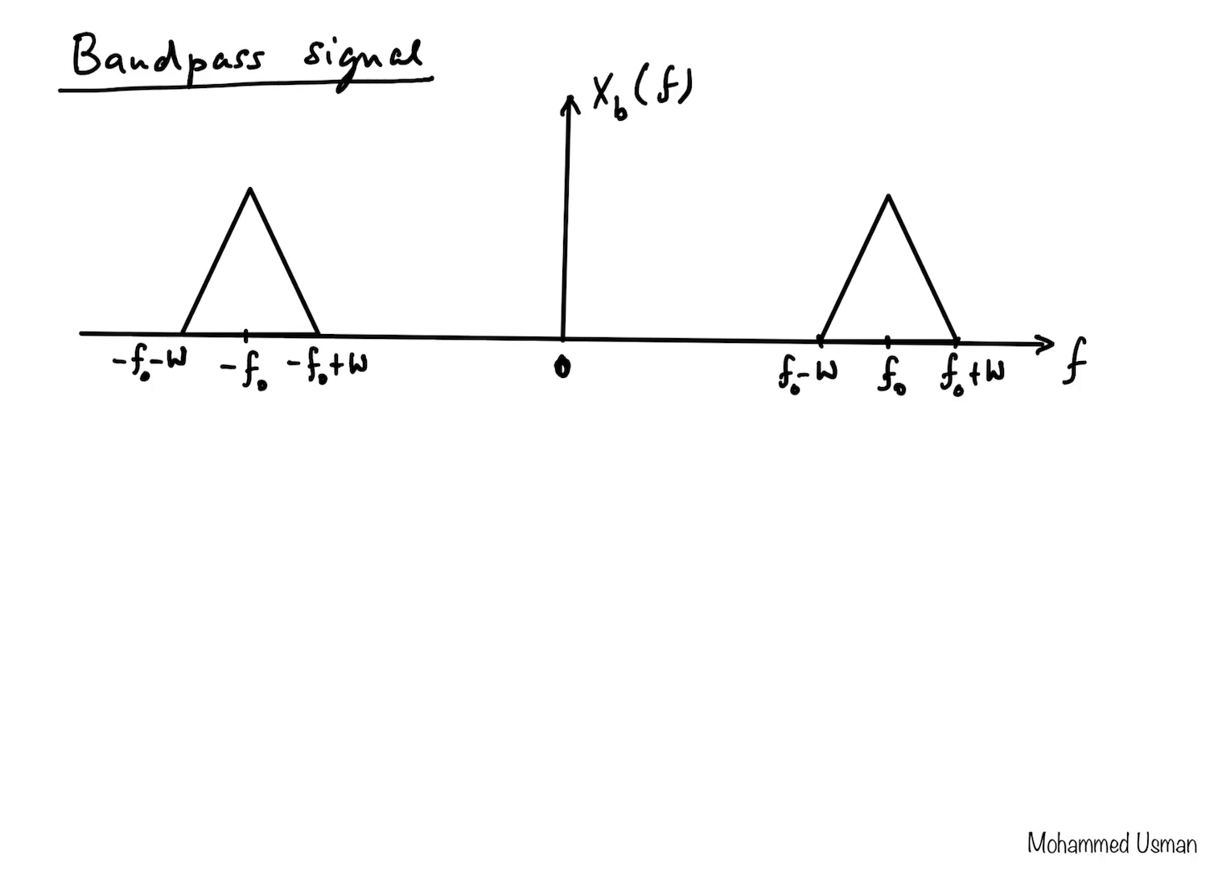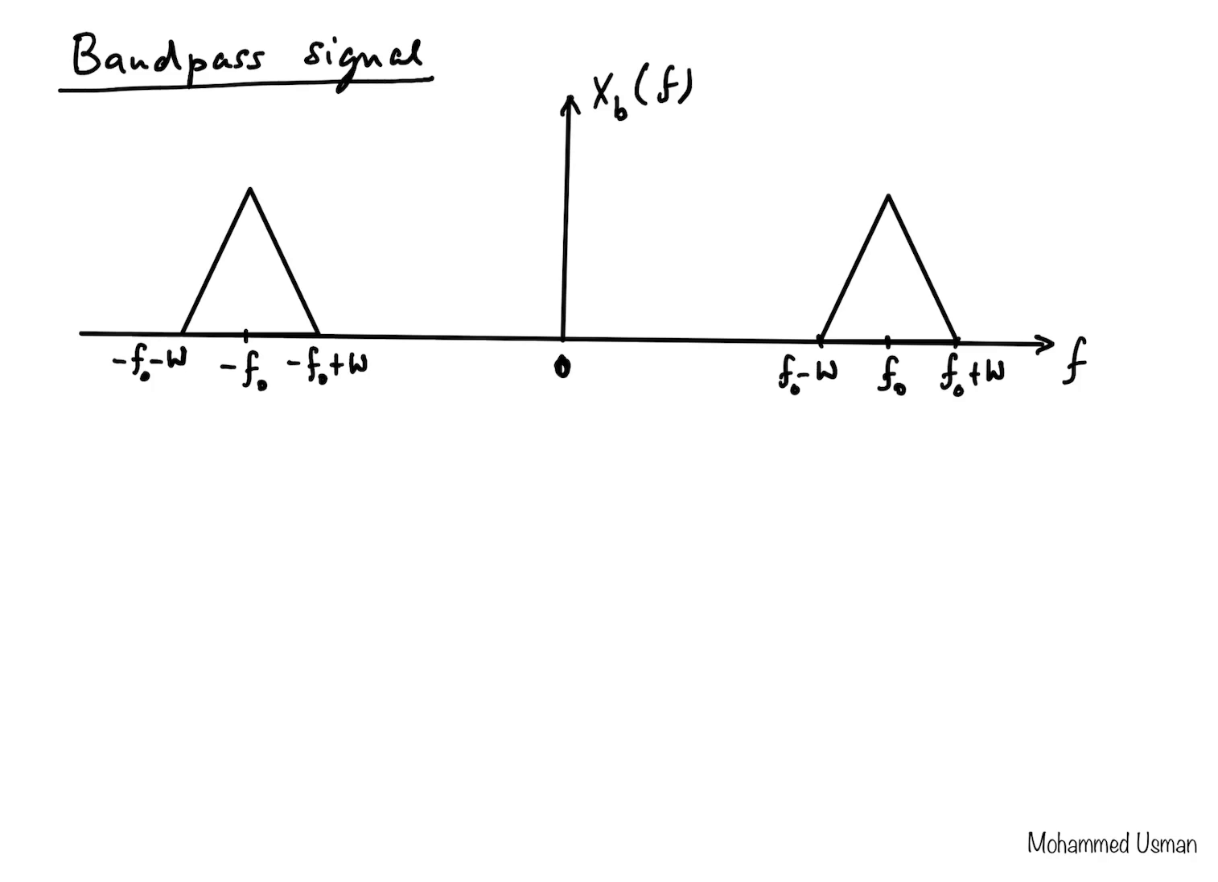So now we will define what we mean by a band pass signal. A band pass signal is a signal whose frequency content lies in the vicinity of some high frequency value F0. So rather than the frequency components being in the vicinity of 0 Hz, they are now in the vicinity of some frequency value F0, where F0 is generally a large value. So F0 is a high frequency value, and all the frequency content of the signal is in the vicinity or neighborhood of that high frequency value F0.